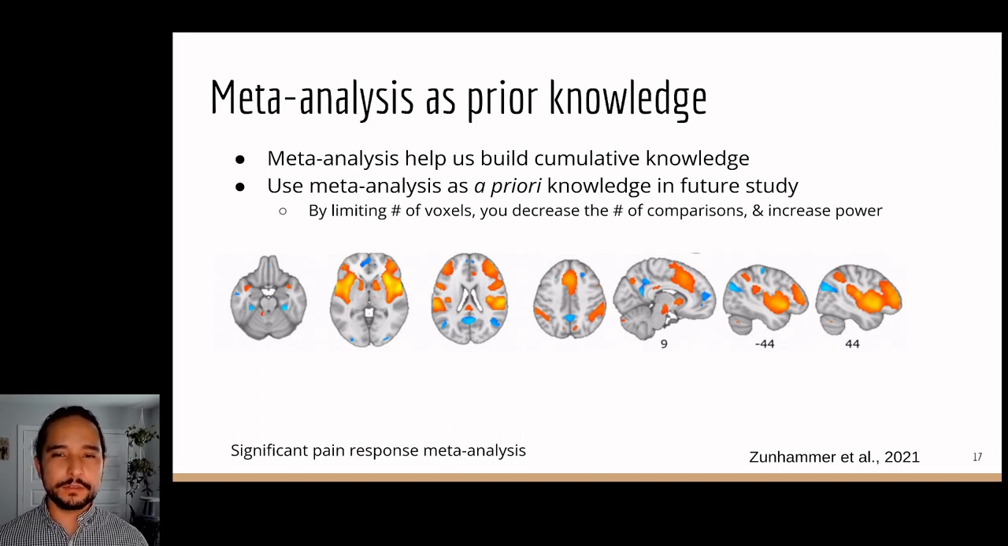And by reducing the number of comparisons, you now can use a more liberal thresholding method. You have to correct for fewer comparisons, and therefore you have a more liberal threshold, and this in turn increases power. So this is a very powerful technique for using meta-analyses in future studies for increasing the sensitivity of a study.